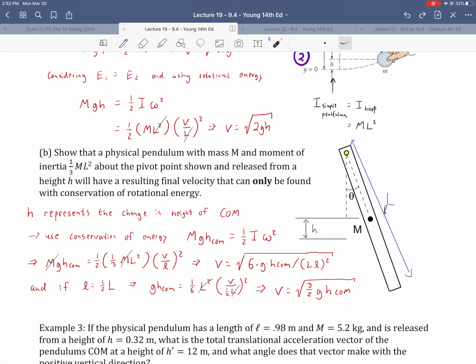All right? So because our rod is uniform, little l equals 1/2 L. Okay? And little l is 1/2 of the big length. So this result, this little l times big L, comes from the center of mass. And so when we solve for our final result, we get the square root of 2/3 times g h com. And if we'd used translational energy, we of course would have gotten the same result as for the physical pendulum, the square root of 2gh, which would have been the wrong answer.